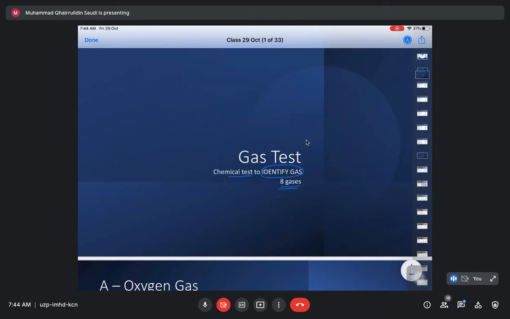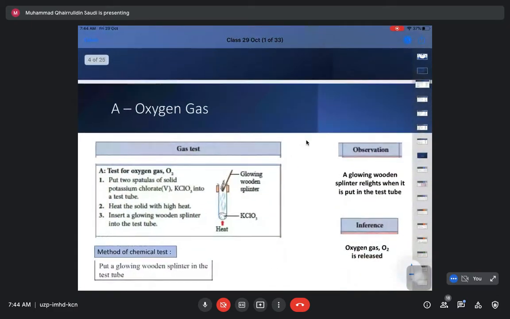So the first one is oxygen gas. To test for oxygen gas, this one is the procedure when kita buat oxygen gas tu, meaning put 2 spatulas of solid potassium chlorate into a test tube. Heat the solid with high heat. Insert a glowing wooden splinter into the test tube. This part selalunya tak perlu. This part is just to produce oxygen gas. The one that you should know is this one: insert a glowing wooden splinter into a test tube.